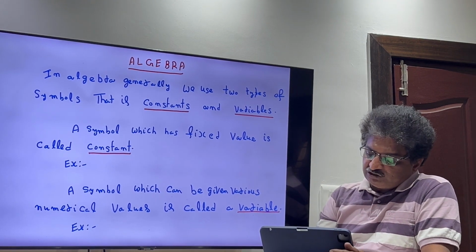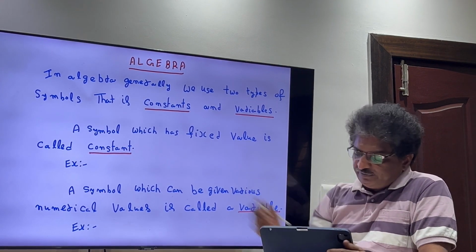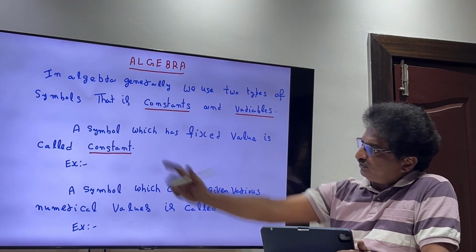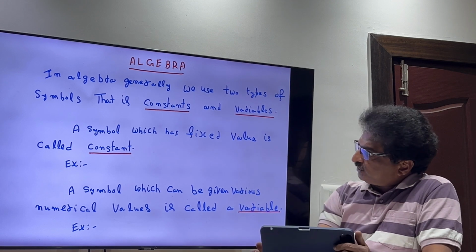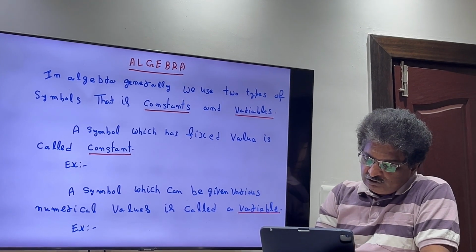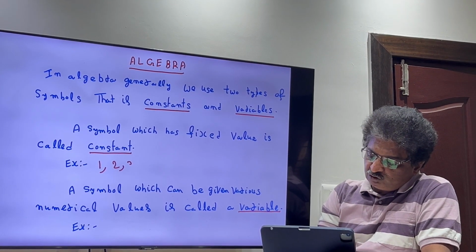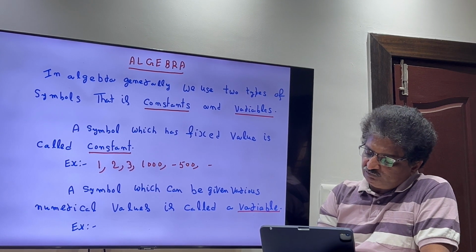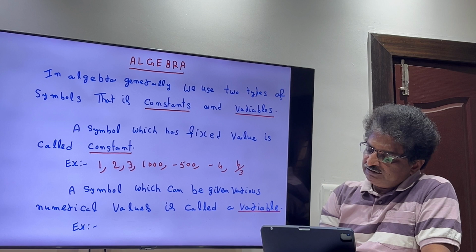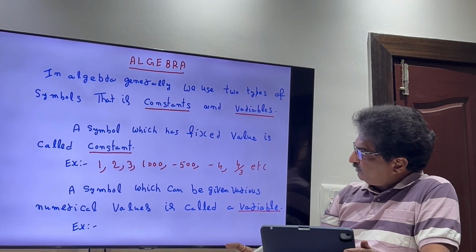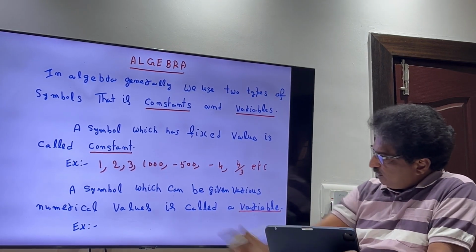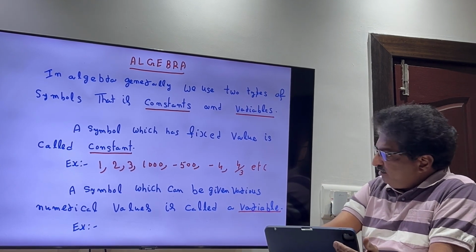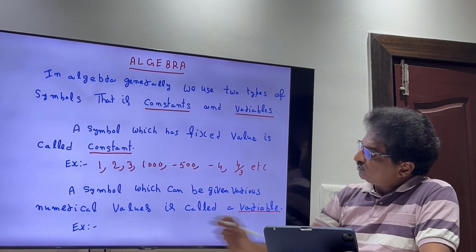All will come. For example, a constant means a symbol which has a fixed value. Examples: 1, 2, 3, 1000, minus 500, minus 4, 4 by 3, etc. All these numbers come under constants. Now, a symbol which can be given various numerical values is called a variable. It means its values always change.